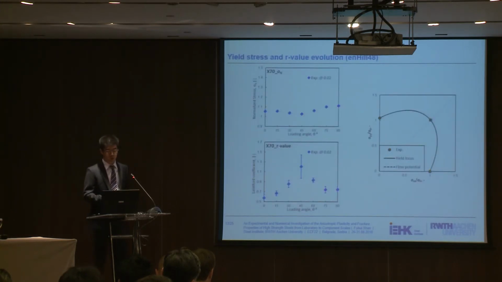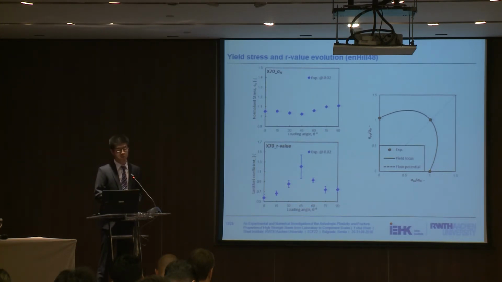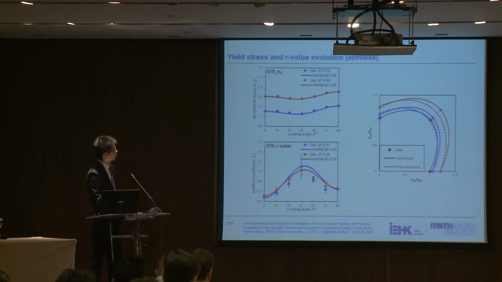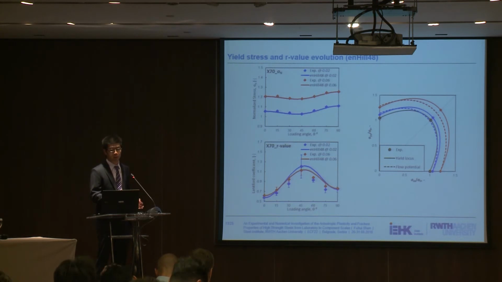Okay, so before we investigate the damage and fracture properties, let's check the accuracy of this plasticity model. The first step is to check whether it can describe the distribution of stress and R value properly. This is the prediction at strain of 0.02, and another one is at strain of 0.06. It can describe the anisotropy pattern at different strain levels, and it can also describe the evolution of yield locus and flow potential quite properly.